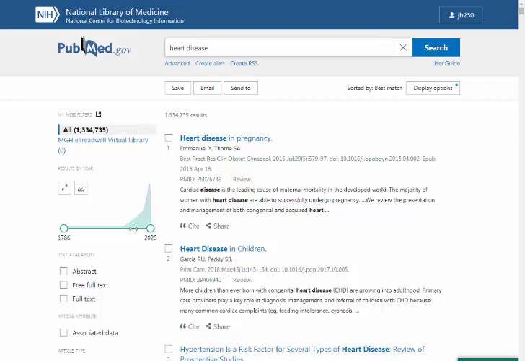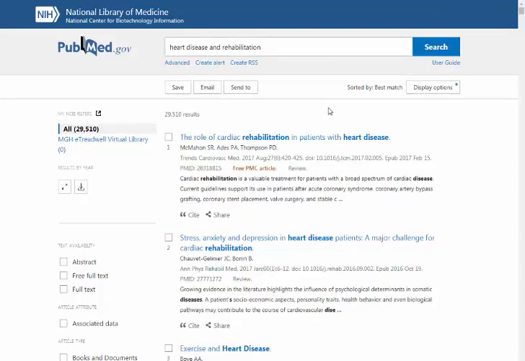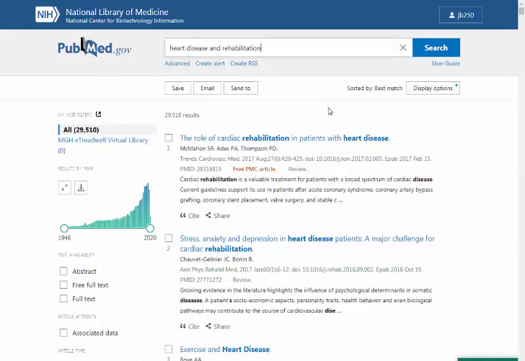If you remember from the video about putting your keywords together, using "and" to connect the different ideas in your topic almost always results in fewer articles. Let's do that now with rehabilitation. Wow, that's quite a reduction. We went from over 1.25 million articles to under 30,000. Definitely heading in the right direction.